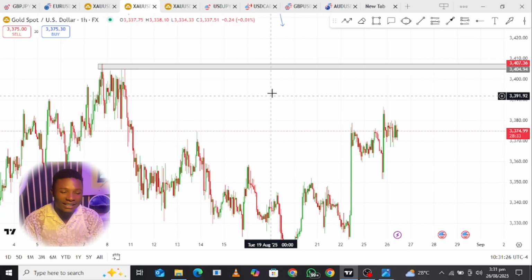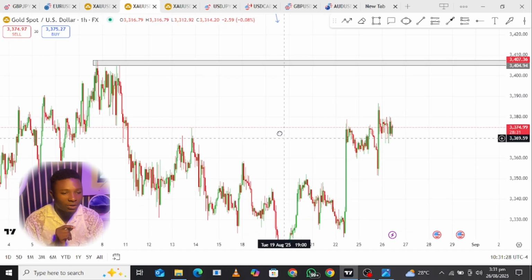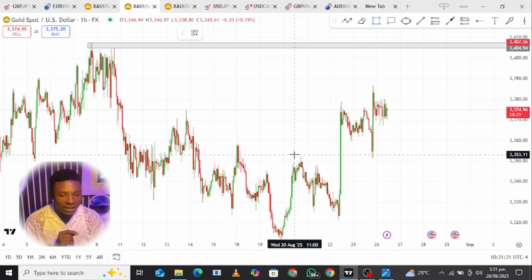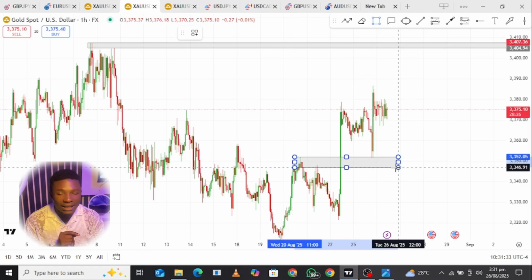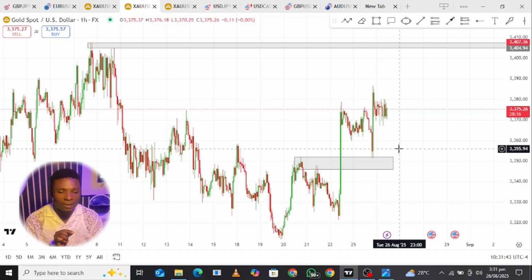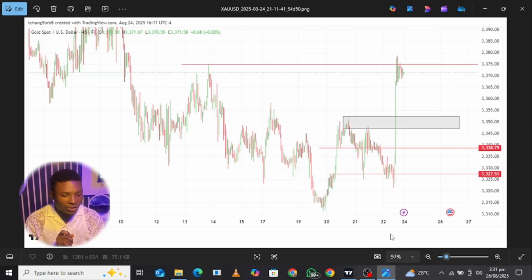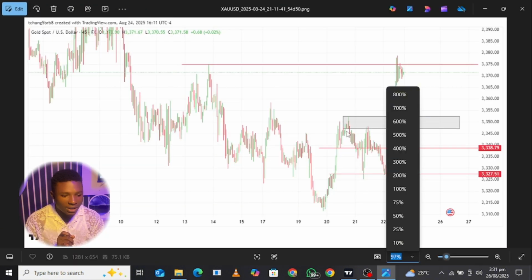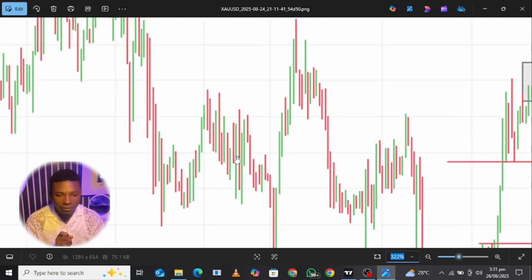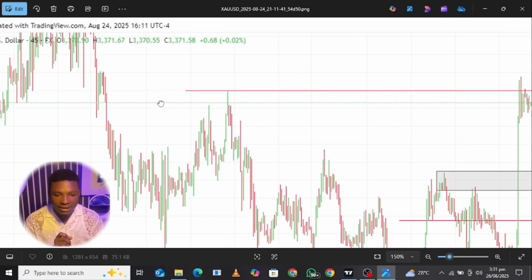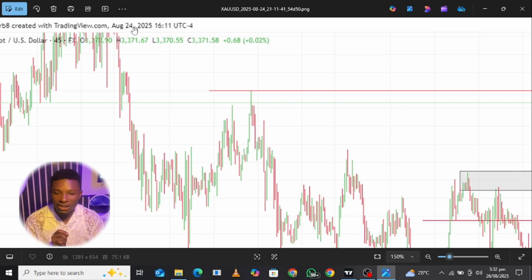Actually, this is the reason why I decided to create this particular video. You can see this order block right here. Before it played out, I took a screenshot of this order block on Sunday. You can see the picture right here. Let me increase it, and let me zoom in. Sorry. You can see the date: August 24, 2025, 16:11, that is 4:11 p.m. I took this screenshot on Sunday, the 24th.